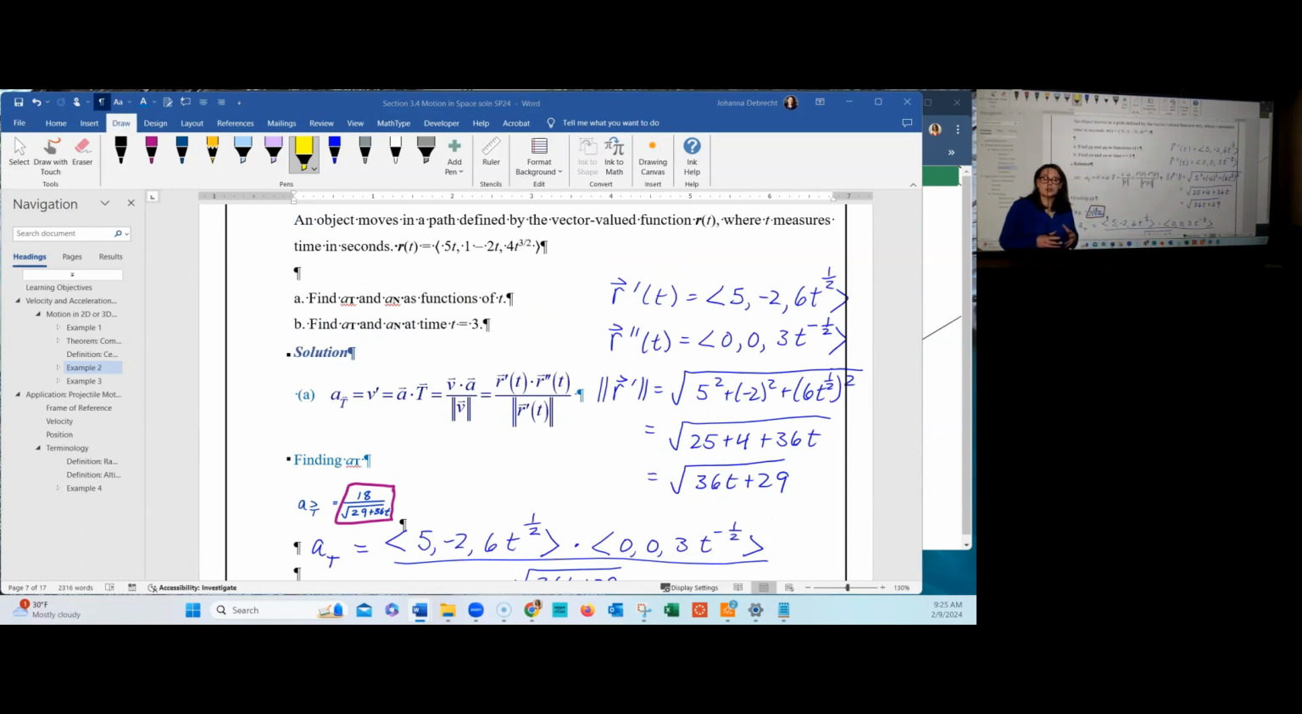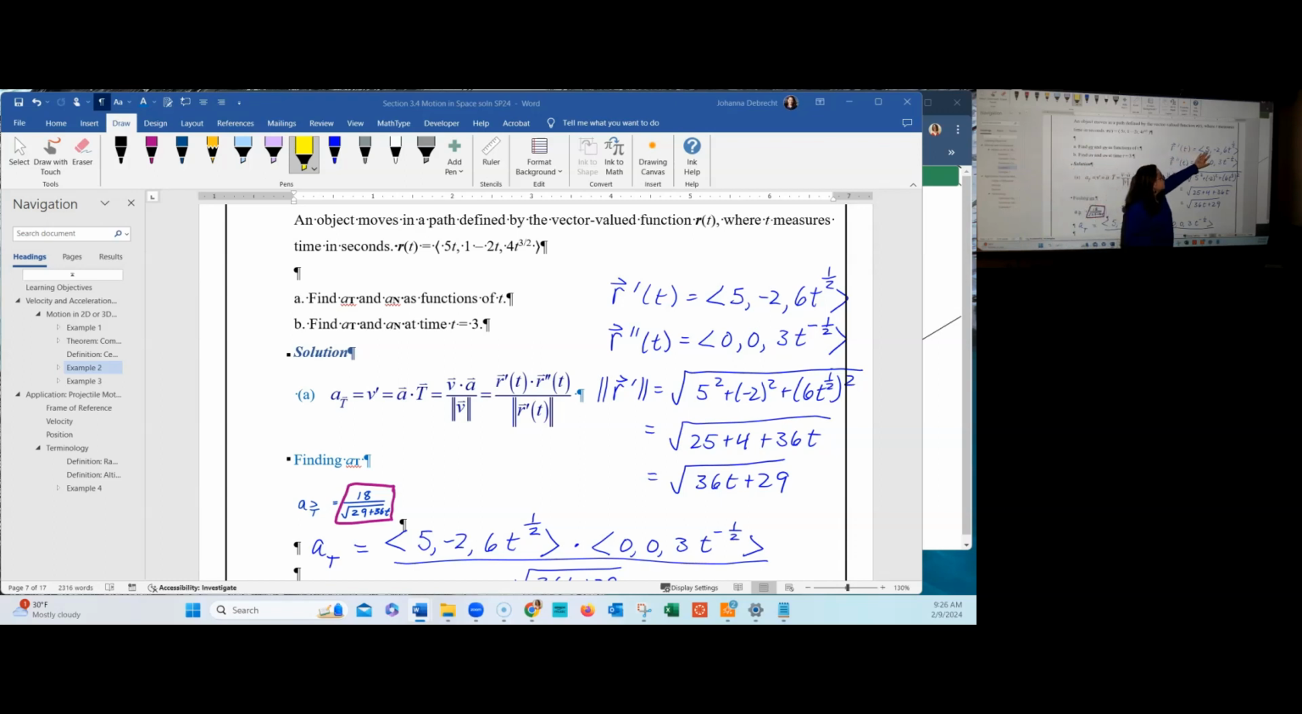So let's take a look at this rather long involved problem. We start with our vector valued position function r of t = ⟨5t, 1 − 2t, 4t^(3/2)⟩. We want to first find the tangential component of the acceleration, breaking the acceleration into two subcomponents, one along the tangent vector and one along the unit normal vector.